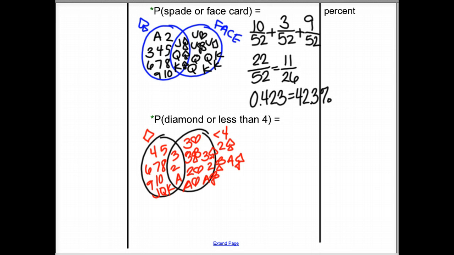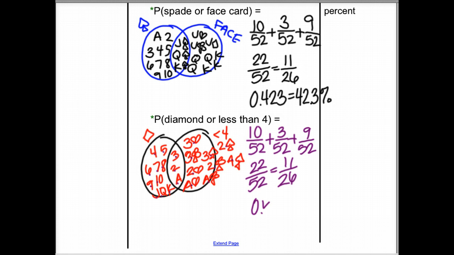So if we add those up, each of them being out of 52, we have over here 1, 2, 3, 4, 5, 6, 7, 8, 9, 10. And in the middle we have 1, 2, 3. And on the right hand side we have 1, 2, 3, 4, 5, 6, 7, 8, 9. Which, as you can see from above, gives us 22 out of 52, which is equal to 11/26, which is 0.423, which is 42.3%.